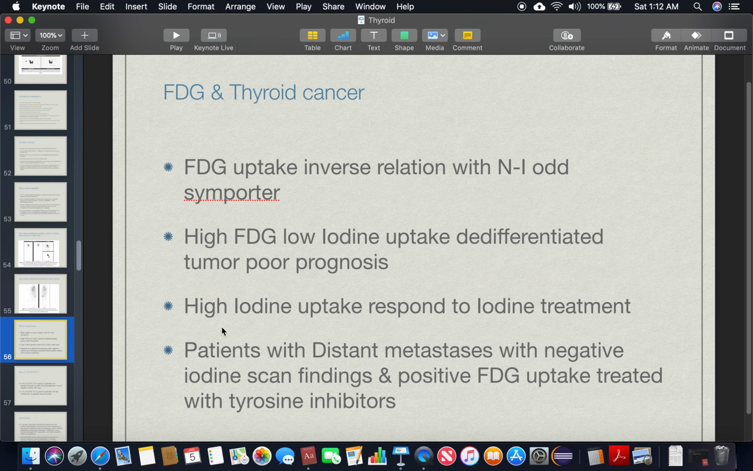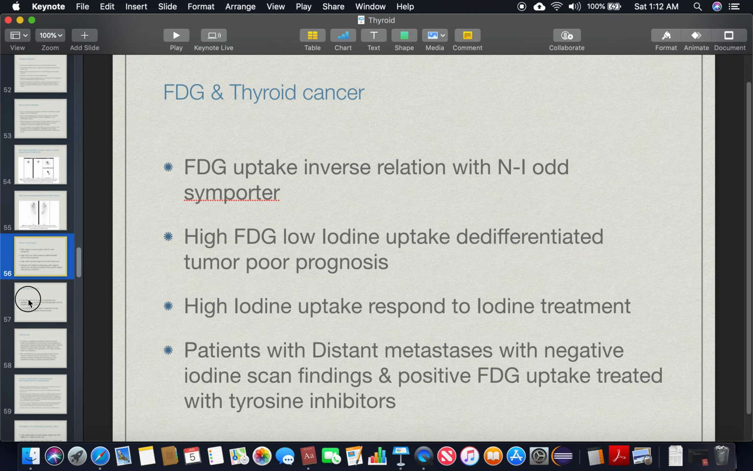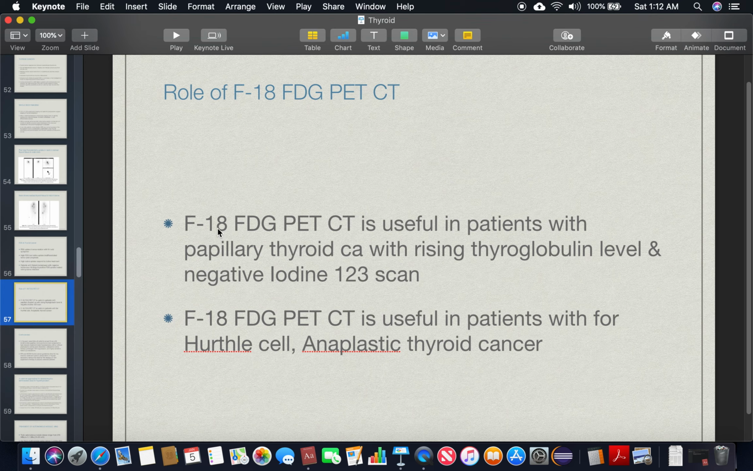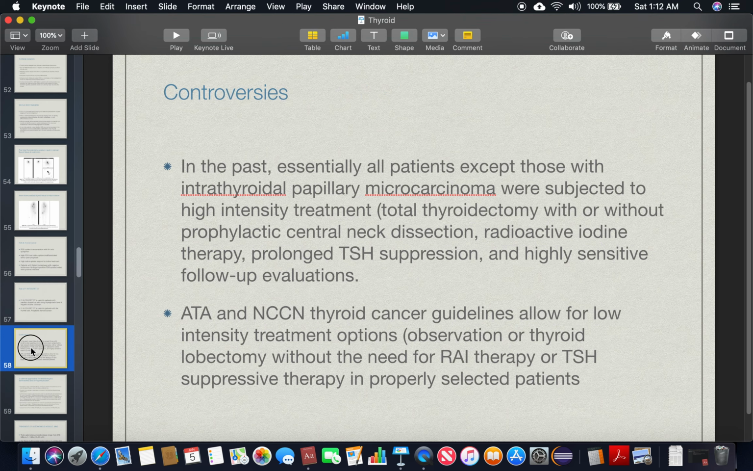On the other hand, if you have a high iodine uptake, these people are likely to respond very well to iodine treatment. Patients with distant metastasis with negative iodine scan finding and positive FDG uptake are treated with tyrosine kinase inhibitors. So these are some of the new concepts. And FDG PET CT is useful in patients with papillary thyroid cancer with rising thyroglobulin level and a negative iodine 123 scan. FDG PET is useful in patients with Hürthle cell and anaplastic thyroid cancer.